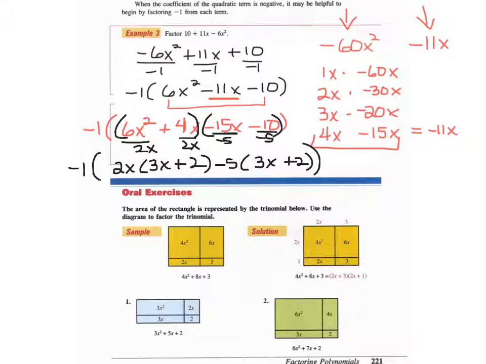Again, you're going to take these two, put them together. Also take the thing that's in common, the 3x plus 2. And don't forget about your -1 out front. Now, I know in the book it's backwards. However, this will also FOIL back to the same answer.